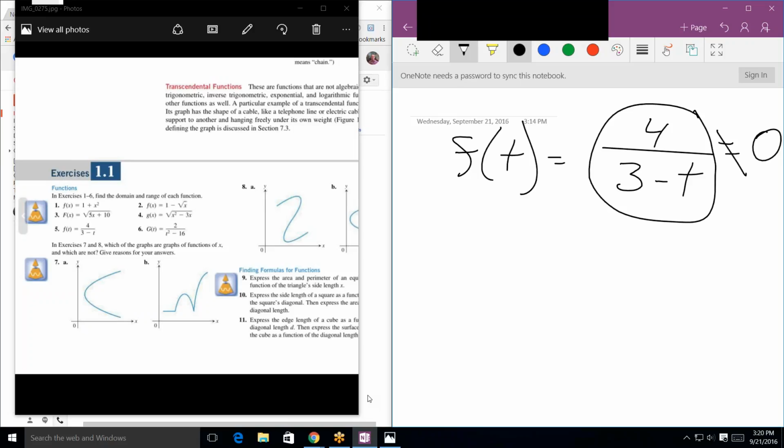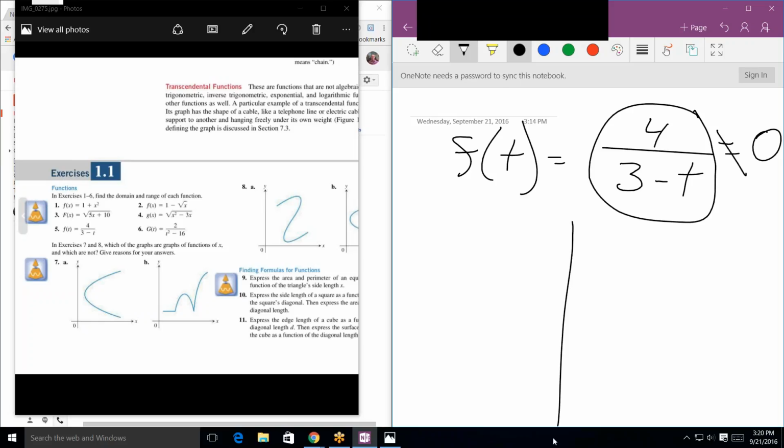But it can equal 1,000,000. It can equal 1,000,000,000. It can equal minus 1,000,000 and minus 1,000,000,000. So basically the range is all real values except 0.